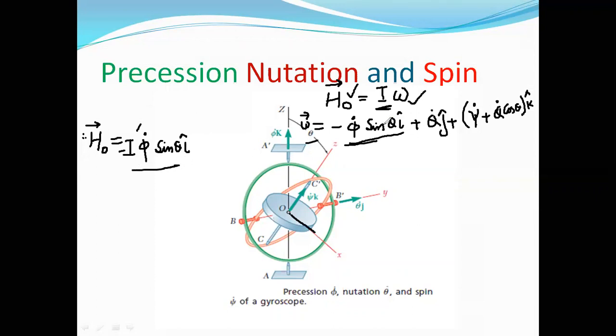Okay, so you have to multiply angular velocity with the corresponding moment of inertia term, plus we have theta dot along j cap. As far as j cap is concerned, the moment of inertia along j cap is also I prime. They have the same value, so it will be I prime theta dot j cap, plus the moment of inertia about the z axis we are assuming to be I, so it is I times psi dot plus theta dot cos theta, fine, along k cap.